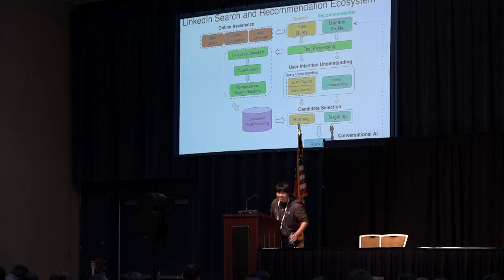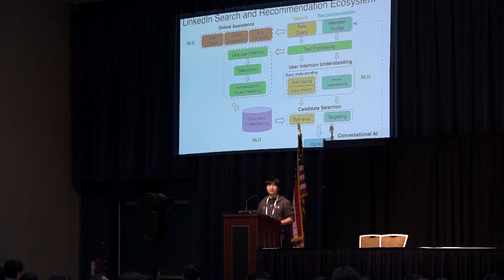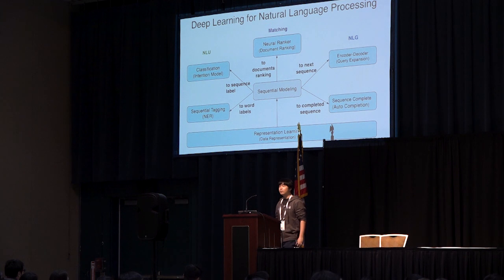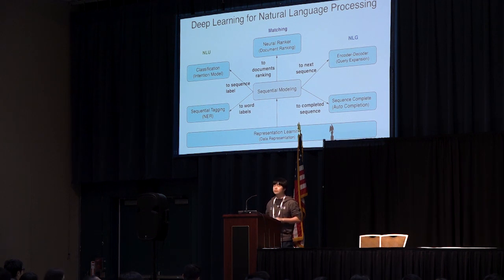Okay, so just keep in mind, this is the ecosystem. Now, I want to classify those components a bit. We have NLG here for online assistance, and we have NLU here for intention understanding and document understanding. We also have matching here. If you still remember this figure, this is from the technology perspective. We also classified major technology into 5 tasks and finally into these 3 categories. So in the following talk, I'm going to align the applications with each of the categories. Let's start with NLU, intention modeling.